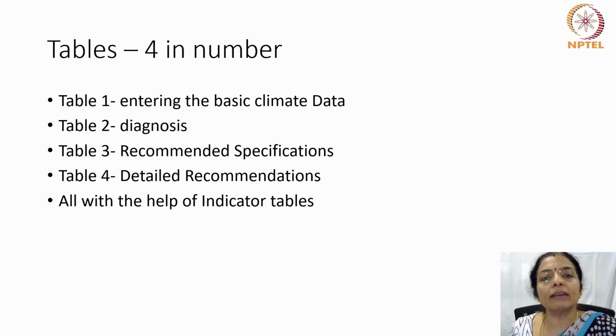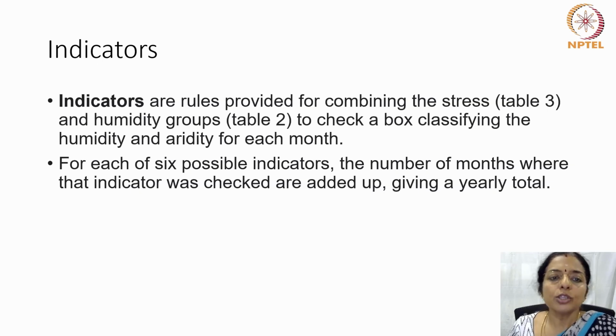We also have a set of indicator tables. So what are indicator tables? Indicators are rules provided for combining the stress that you get from table 3 and the humidity group from table 2 to check a box classifying the humidity and aridity of the place. Check a box. You just have to tick it. For each of 6 possible indicators, the number of months where that indicator was checked are added up, giving a yearly total.